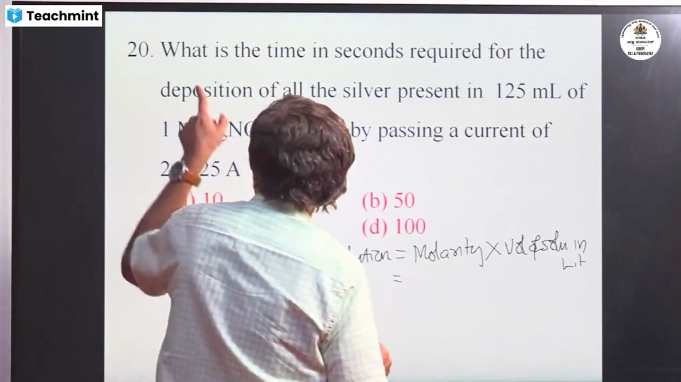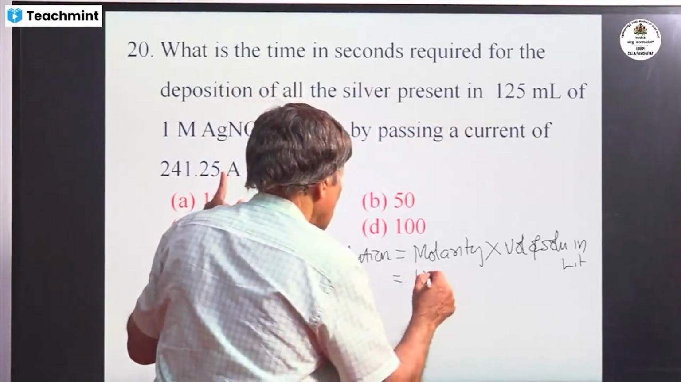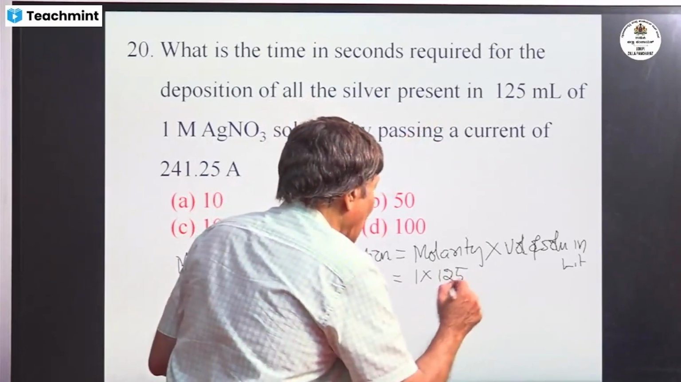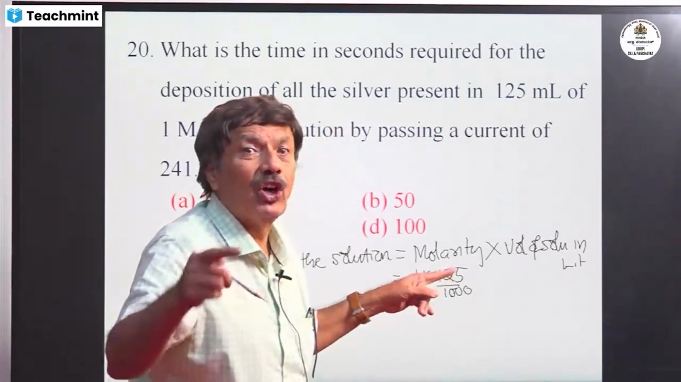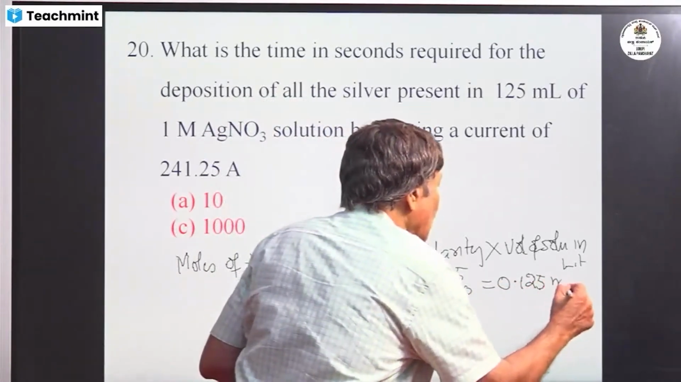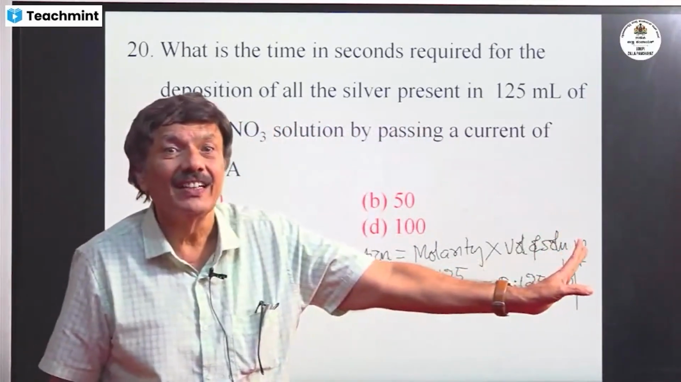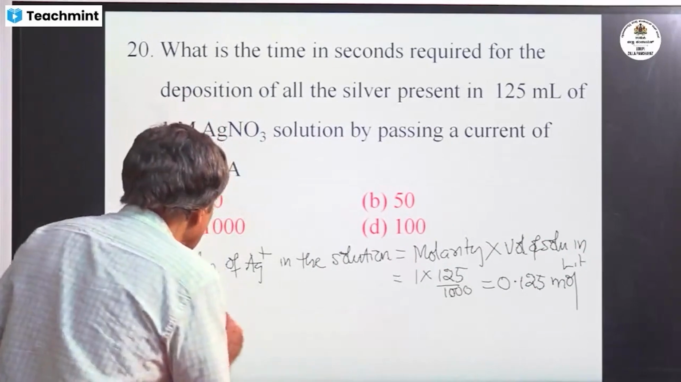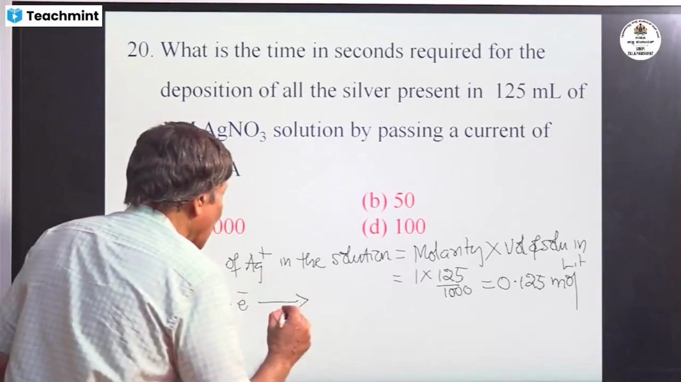Molarity is how much? Present in 1 M. Then the volume is 125 ml, so 125 by 1000. You understood why I divided by 1000? Milliliter, I want to convert it to liter. So it is 0.125 mole. This is the number of moles of silver ion present in the solution. Now, silver ion is reduced by 1 mole of electrons, and you get silver.